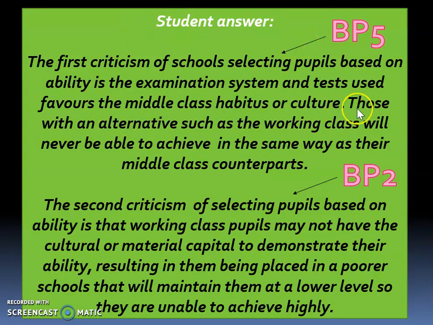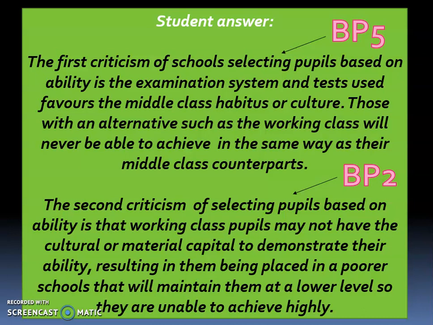The first is bullet point 5 on the mark scheme. Tests and examinations are culturally biased, and this student has mentioned that it favours the middle class habitus or middle class culture, and this disadvantages the working class because they don't achieve in the same way, so any tests or selections is going to disadvantage them.